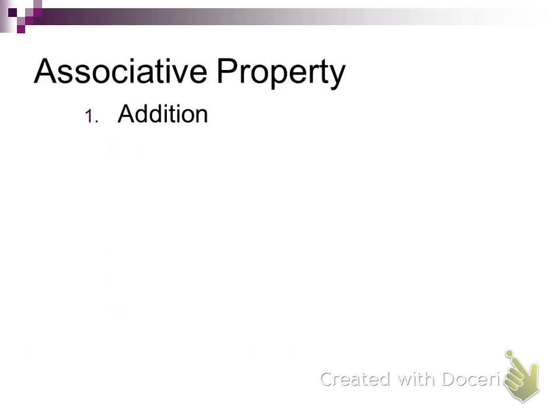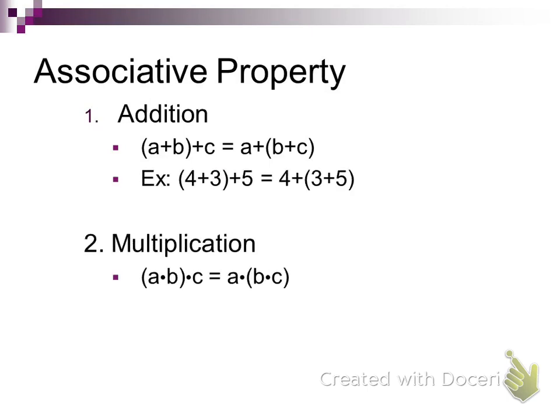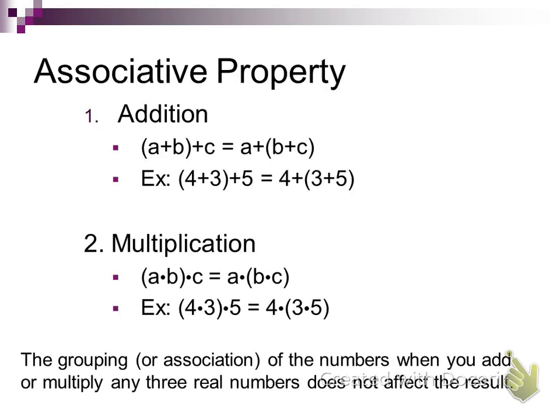All right, here's the next one. It's the associative property. I will show you all of this and then explain. So the associative property has to do with grouping, okay, or associations of numbers. The grouping of numbers, when you add or multiply any three numbers, does not affect the result. That is a very fancy way of saying that you can move the parentheses around when you're adding or multiplying three numbers. So order of operations tells us we have to do parentheses first, right?